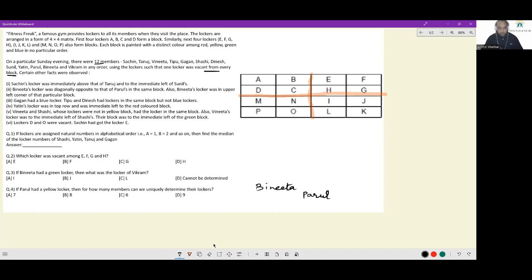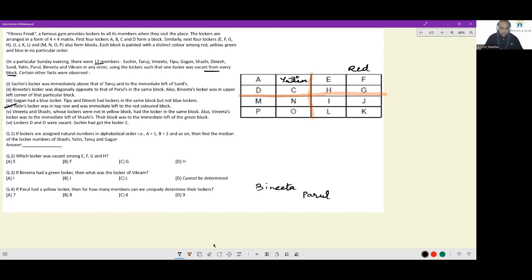Now, this is interesting because if Yatin's locker was in the top row, then it has to be among A, B, C, F, and it is to the immediate left of the red colored block. The only way this can be accomplished is if Yatin is here and this is the red colored block. EFGH is the red colored block. Point 4 has been taken care of.